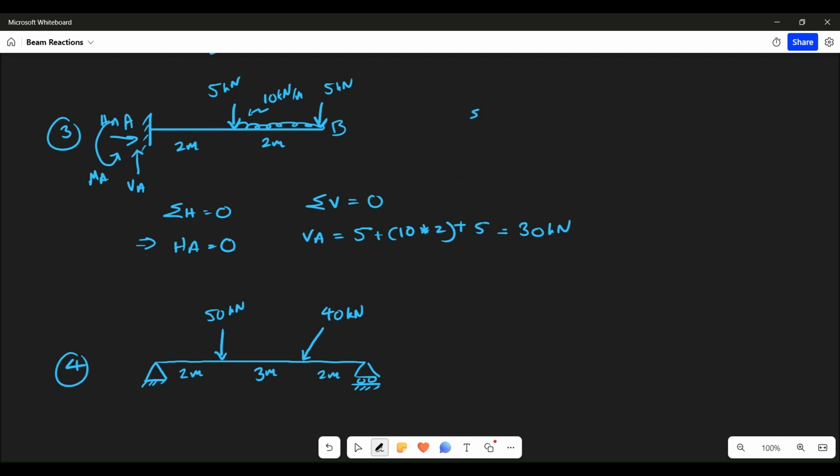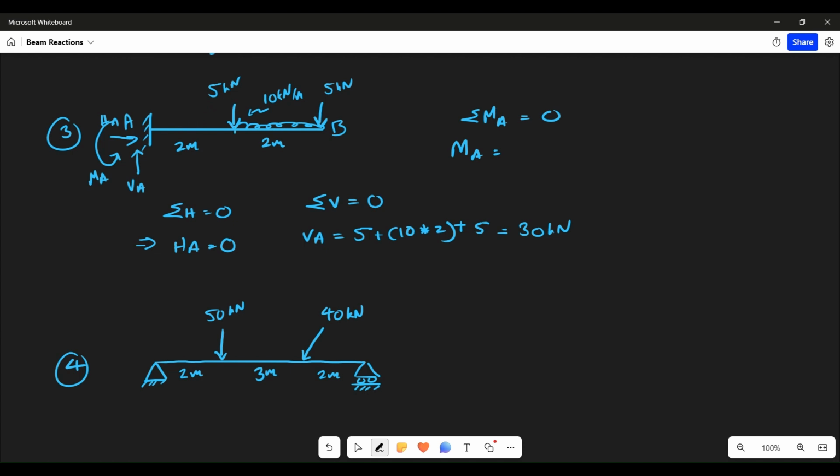Next, sigma M at A is equal to 0. So one anti-clockwise moment you get is this MA. Let's say this MA is equal to all these clockwise moments that will be coming from these external loads. So MA is on one side and on the other side, let's equate all these moments. So let us first take this 5 kilonewton force. So moment of this 5 kilonewton force at point A will be 5 into 2.